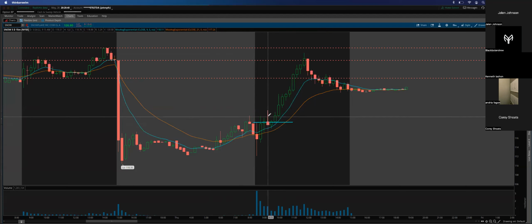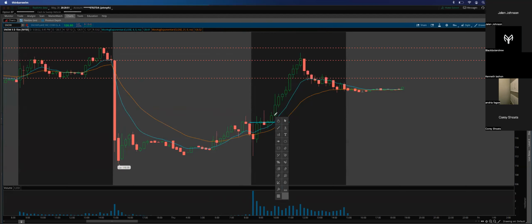As you can see, we wicked, but we finally closed above here. So you could have taken it on this candle instead. But as you can see, I wasn't too far off because I took it on the next candle, but I could have had more gains if I just took it over the opening price.